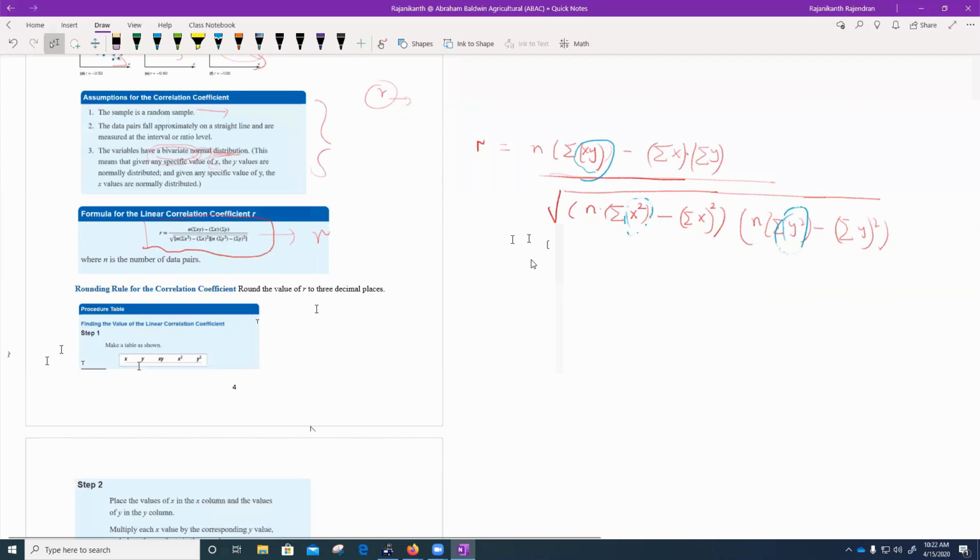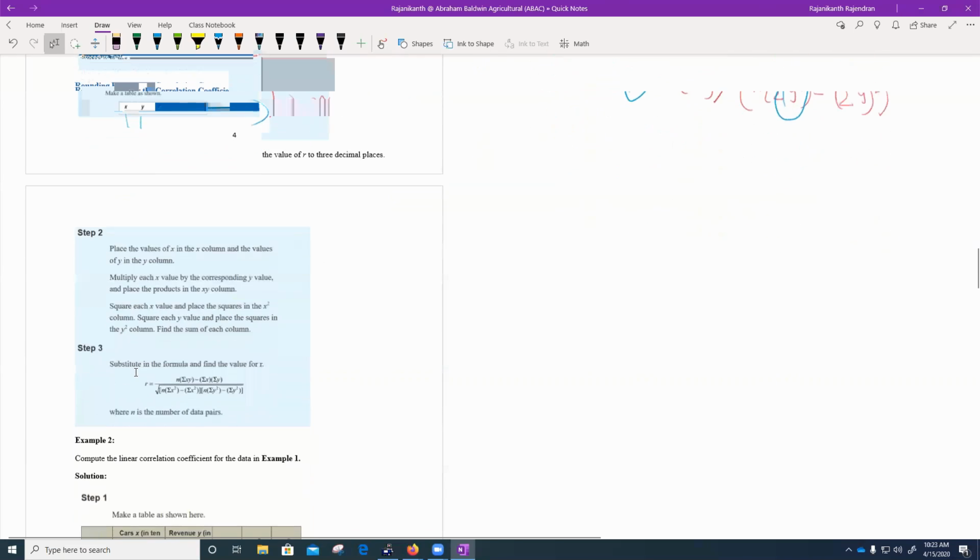And of course, you will be given x and y. That is why, if you look at this one, x and y will be given in the problem, basically coming from your data points. But once you have the data points, you need to find the xy for each point and x squared and y squared and so on. Once you have all these values, then use the formula and find out. Okay, right.